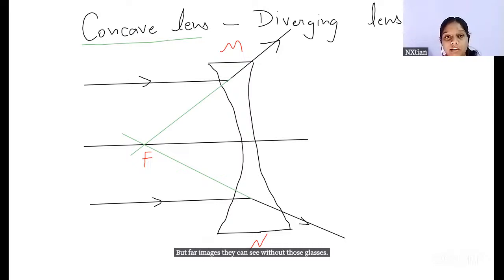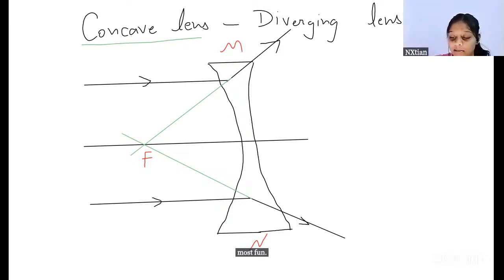What are M and N? M and N are the two points of the lens. Basically the name of the lens. What is the full form of that? There is no full form. It's just M and N. MN is your lens.